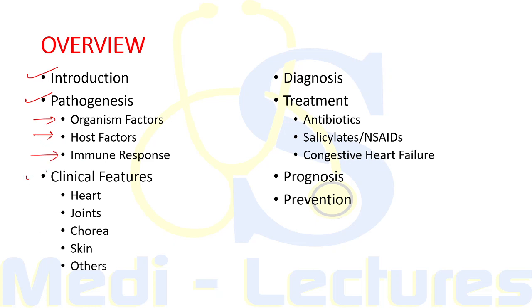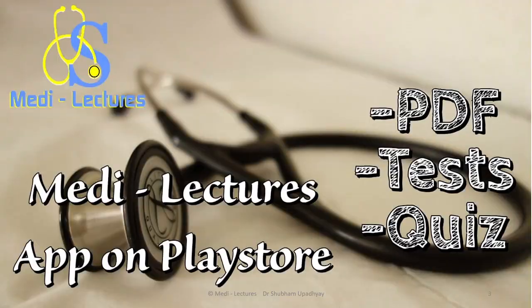Then what are the clinical features? Basically, this will affect the heart, joints, what is chorea, skin manifestations and other clinical features. How to diagnose this condition, what all treatment options are available, and finally the prognosis followed by prevention.